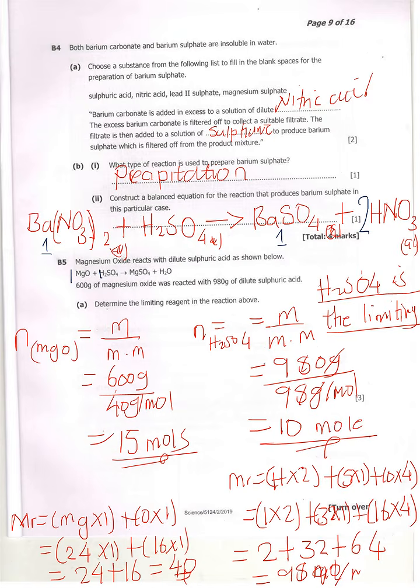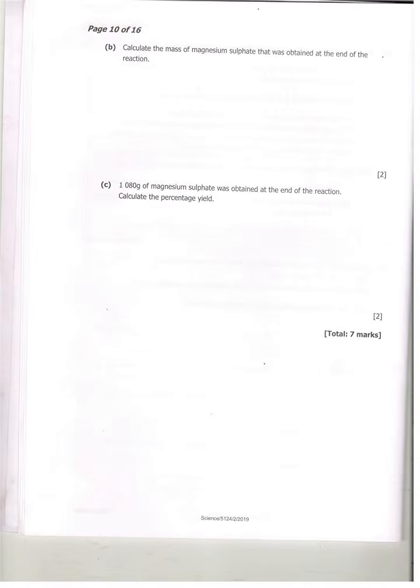Okay, now let's move on to question B. Question B, calculate the mass of magnesium sulfate that was obtained at the end of reaction. So let's first look at it. Let's write the number of moles for magnesium oxide is 15. That's what we calculated. Then the number of moles for sulfuric acid is 10.